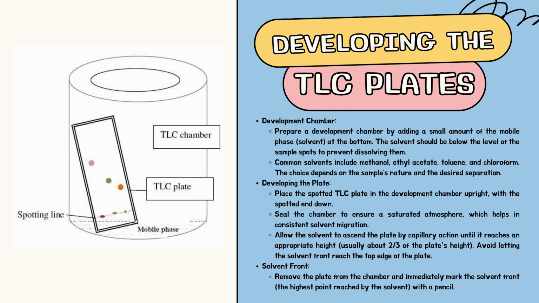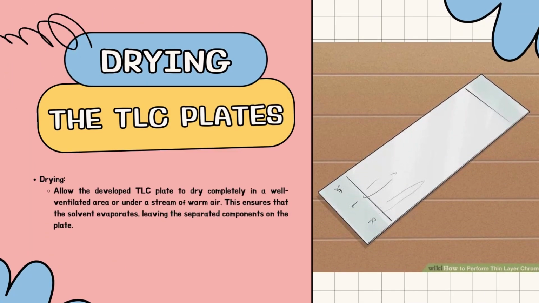Next, remove the plate from the chamber and immediately mark the solvent front. Mark the highest point reached by the solvent with a pencil, not a pen. Next, drying the plates. Let the TLC plate dry completely in a well-ventilated area or even under a stream of warm air. This is to ensure the solvent evaporates, leaving the separated components on the plate.